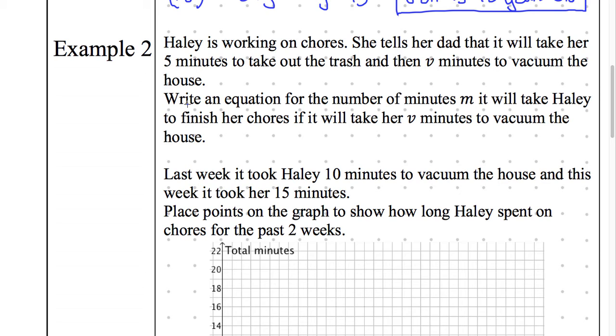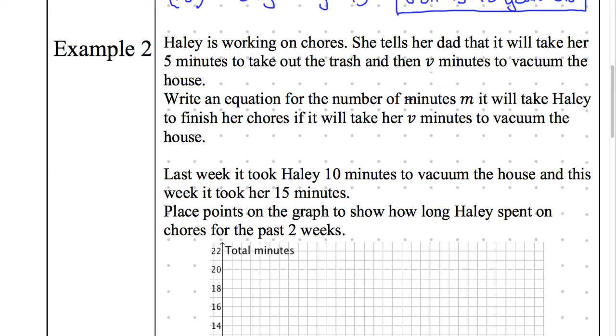All right, perfect. So let's make sure that all of us have an understanding of what this problem is saying. We have this person named Haley doing chores. She's doing 2 tasks. She's taking out the trash and she's vacuuming. We know that taking out the trash is always going to take her 5 minutes, but we don't know how long it will take her to vacuum the house. It could take her an hour, it could take her 5 minutes, we don't know. That's why we just assume that it's going to be some variable V minutes.